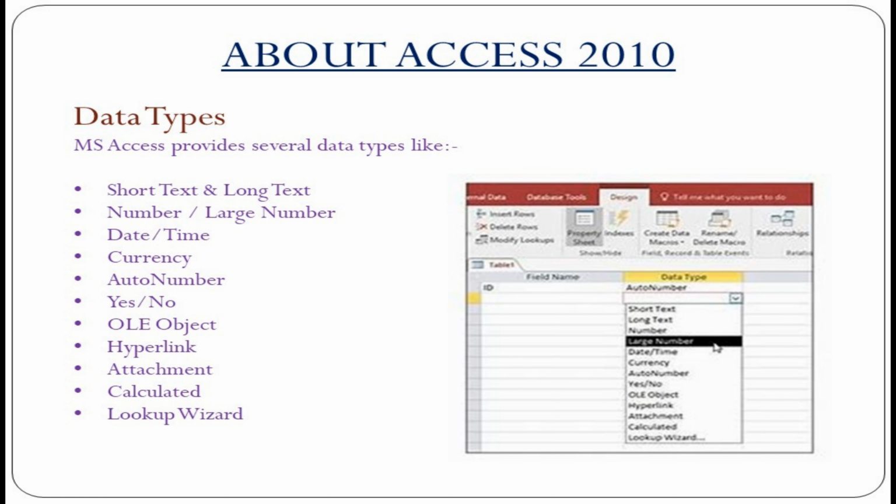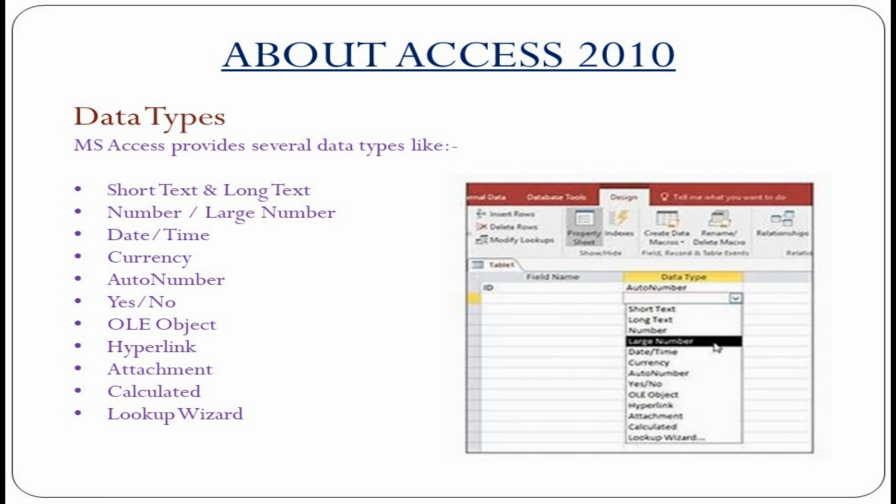Another case is number. Suppose we create a mobile number field. In that case the user has to put only numbers. The number should be from 0 to 9. It's a range. So the data type should be number.